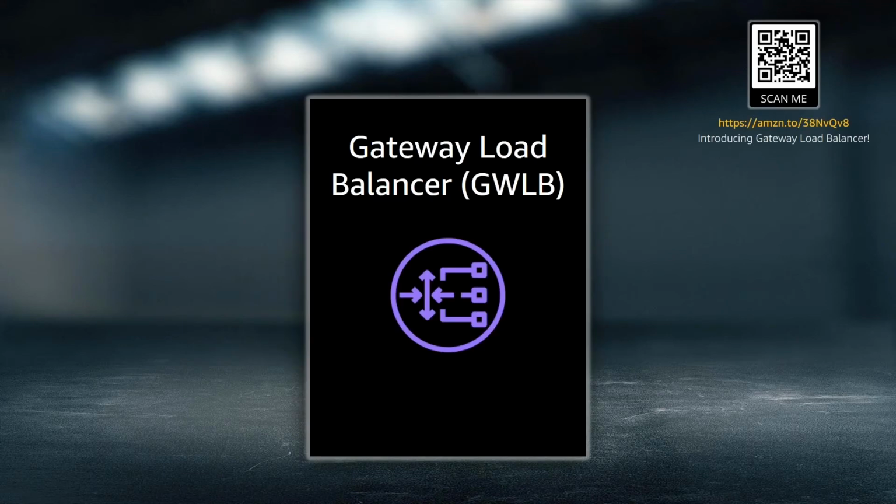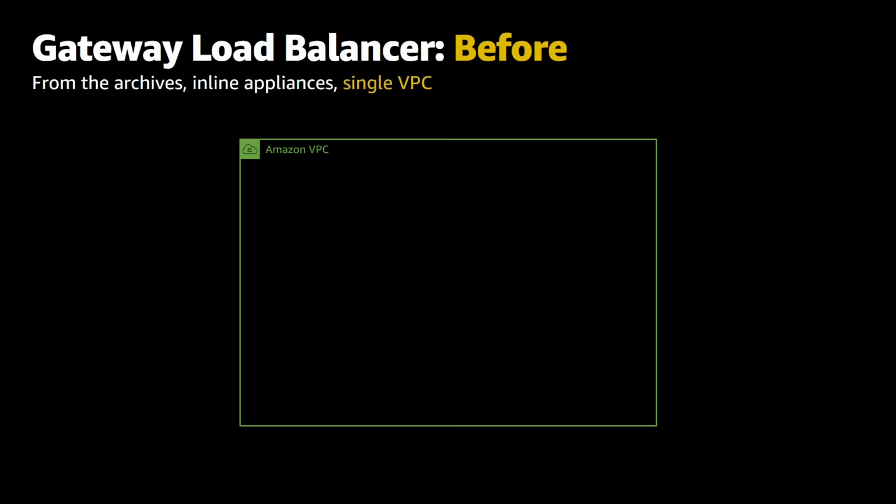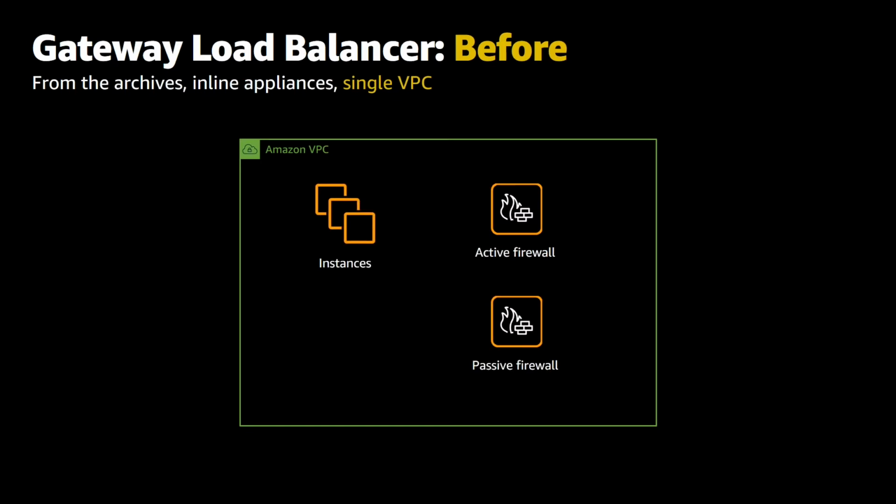All right, so now we're going to talk about the gateway load balancer, right? This is something big we released just last December or so. So before, let's just put a scenario here. We had our instances in the VPC, and then we had a couple of firewalls, right? So we have to have an active firewall and a passive firewall there, and an internet gateway if I want to talk out to the internet.